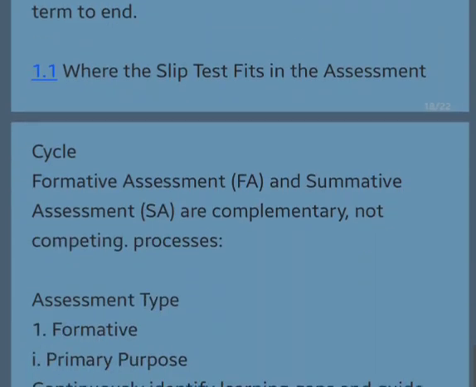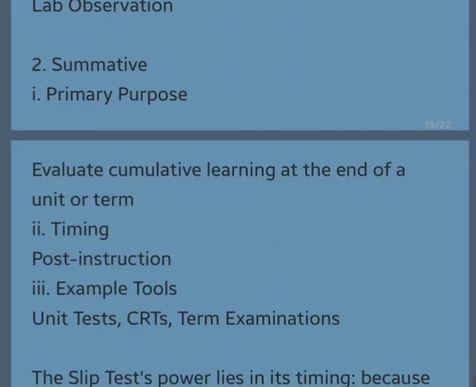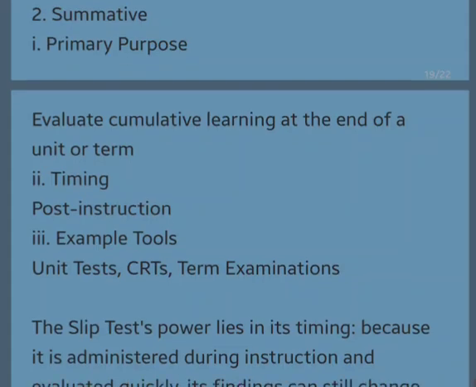1.1 Where the slip test fits in the assessment cycle. Formative assessment (FA) and summative assessment (SA) are complementary, not competing processes. Assessment type, primary purpose, timing, example tools. 1. Formative assessment. Continuously identify learning gaps and guide instruction in real time, during instruction. Slip tests, quizzes, concept maps, exit tickets, lab observation. 2. Summative assessment. Evaluate cumulative learning at the end of a unit or term. Post-instruction. Unit tests, CRTs, term examinations.